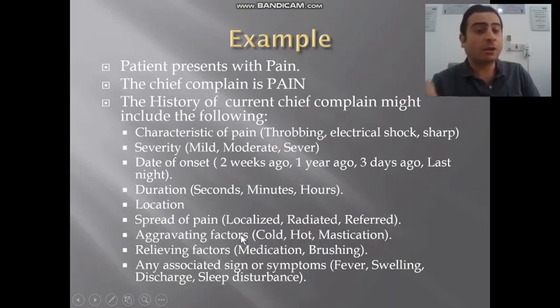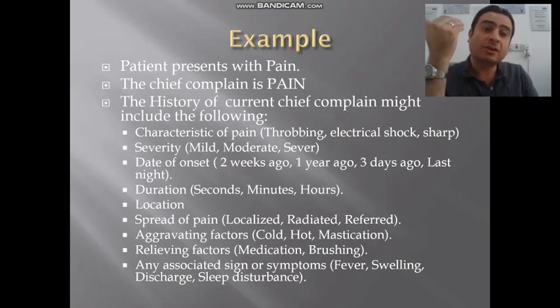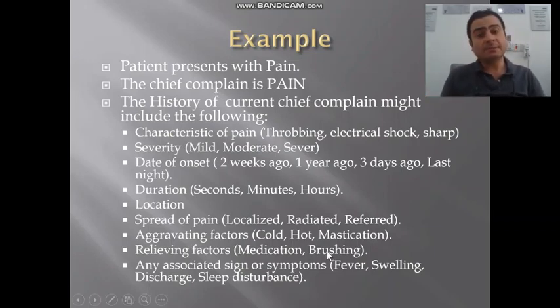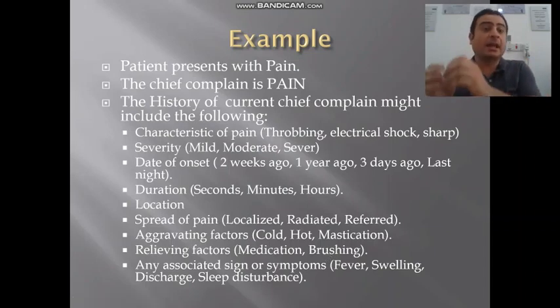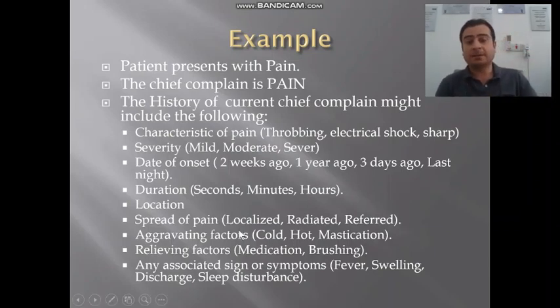Spread of pain, is it localized, radiated, or referred pain? For example, if it is a target tooth, the patient would say, no, I just feel the pain here, just around this tooth, so it is a localized pain. Sometimes the patient would say, I feel it here, and then it goes and affects the other teeth on the same side. So this is radiated. There's a target tooth and it radiates to the same dentition. And sometimes we have a referred pain, meaning the pain is absent from a target area and then moves to be presented somewhere else. This is a referred pain.